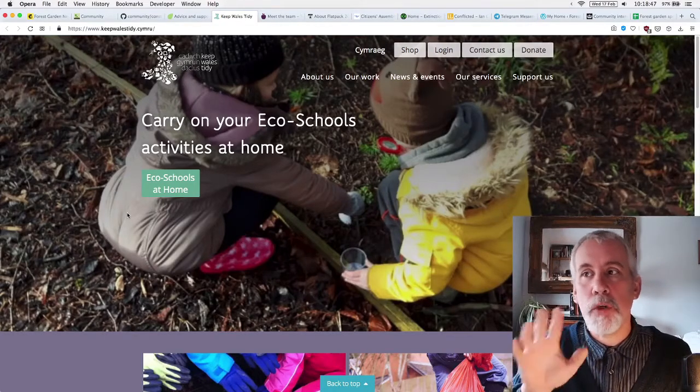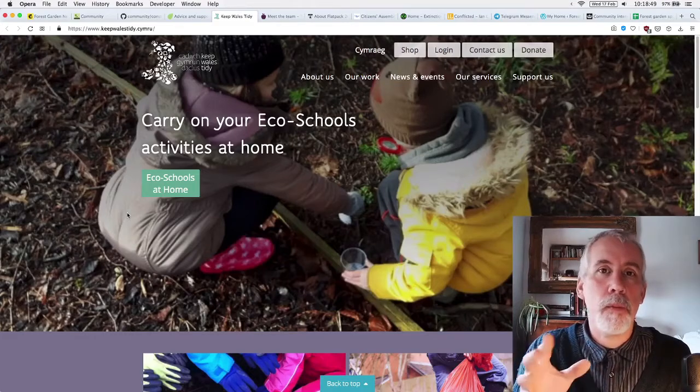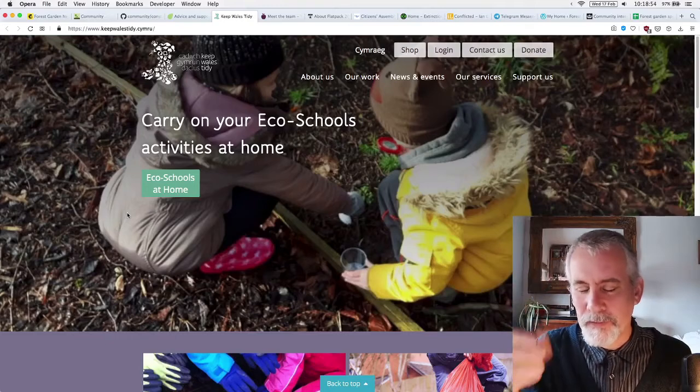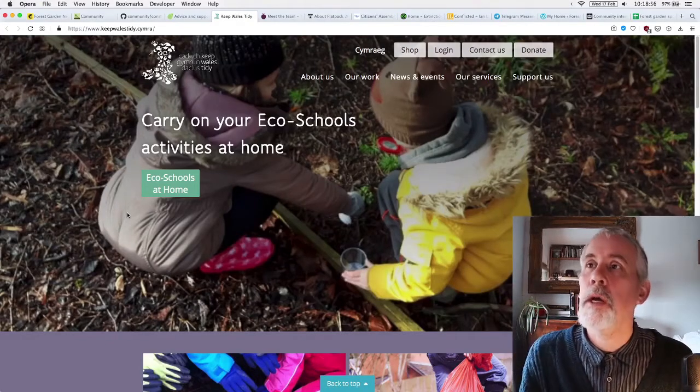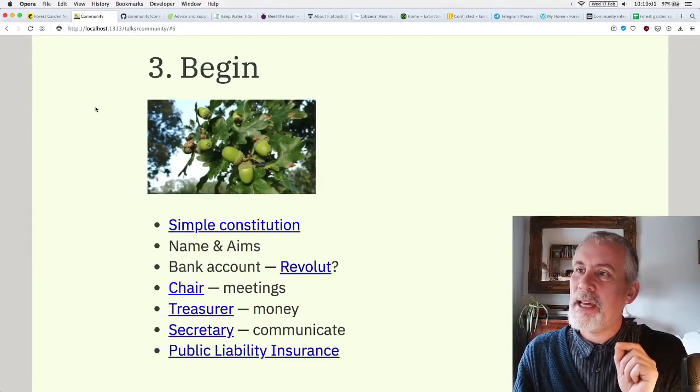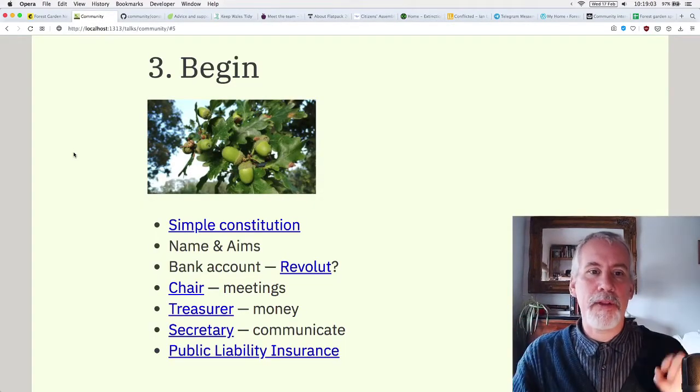There will be, I'm sure, in England, Scotland and Northern Ireland, charities and organisations where you can get cheap public liability insurance for your group. So yes, that's good. That's the kind of beginning. That's just setting everything up.